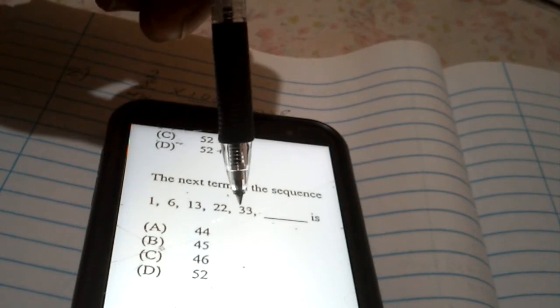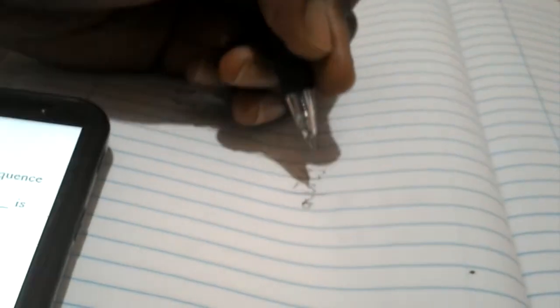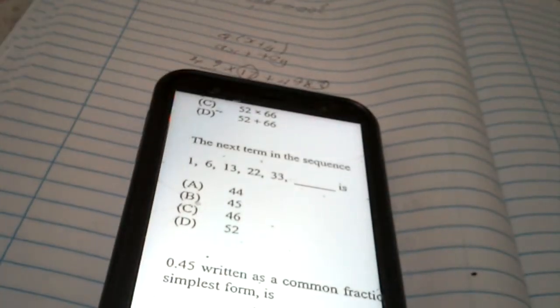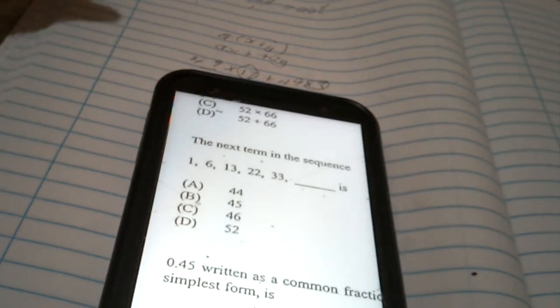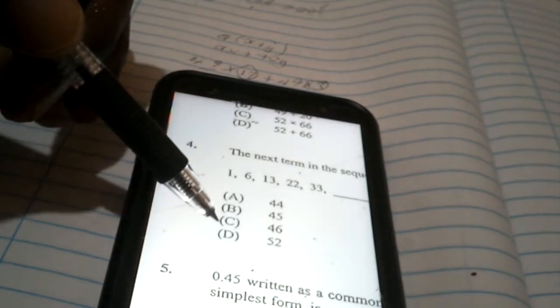And if we add 33 plus 13, so let's do that little work in there. 33 plus 13, 3 plus 3 is 6, 3 plus 1 is 4. So the answer would be what? 46. So the answer in this choice would definitely be what? C. Alright? So number 4 would be C. Alright, let's check our next number now.